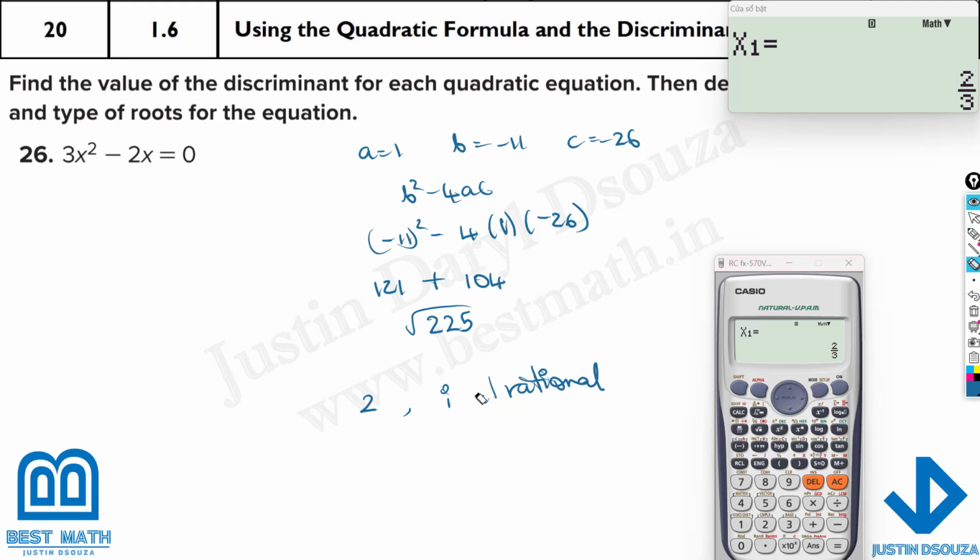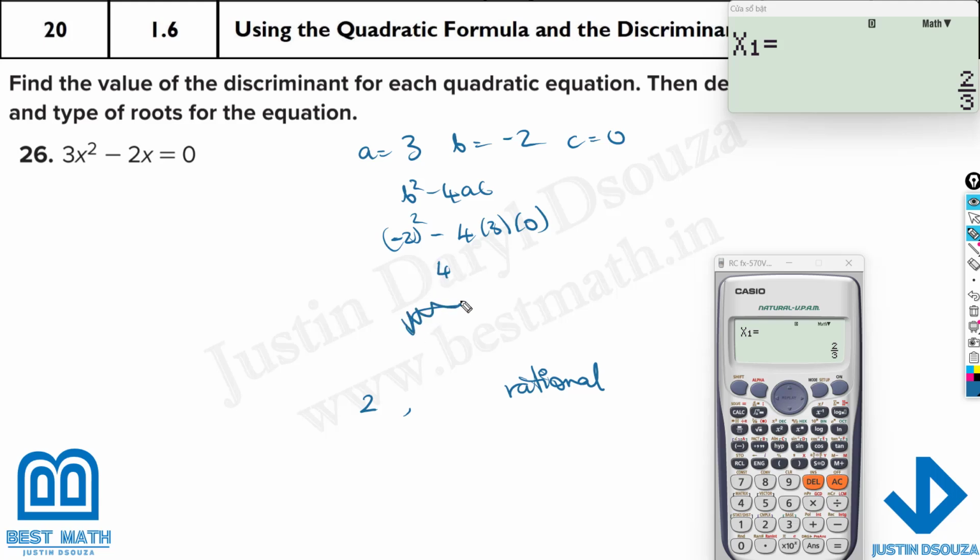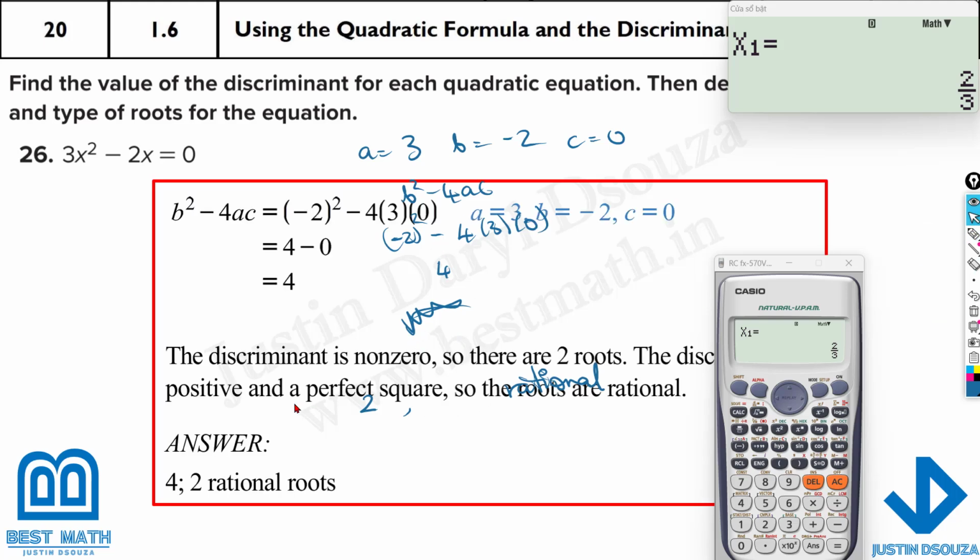Let's quickly solve this one. It's going to be 2 and rational. That's the same thing. But this is going to change here. And also, we will have different a, b, c values. So that's the only thing that will change. a value is 3, -2, 0. So substitute over here -2 the whole squared minus 4 times 3 times 0. So it's only 4, isn't it? This is not required, but because it's 2 squared over here, 0 is there, so there'll be 0. It's 2 irrational roots. That is what they want.